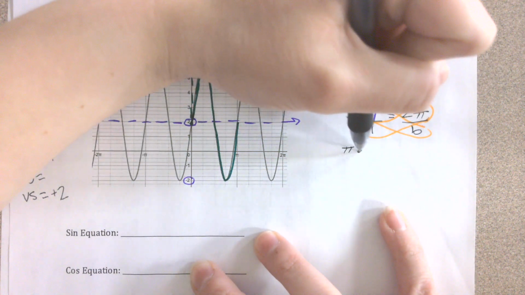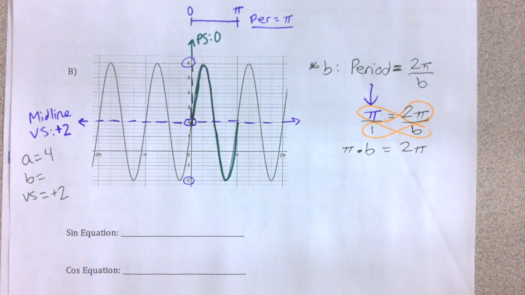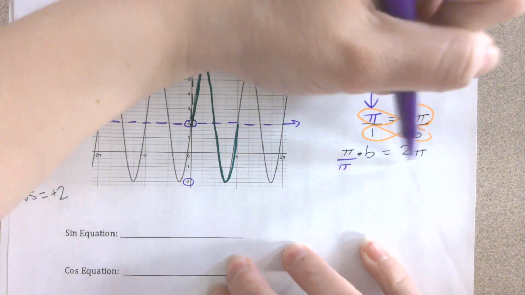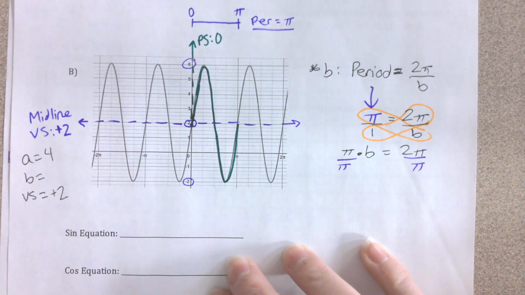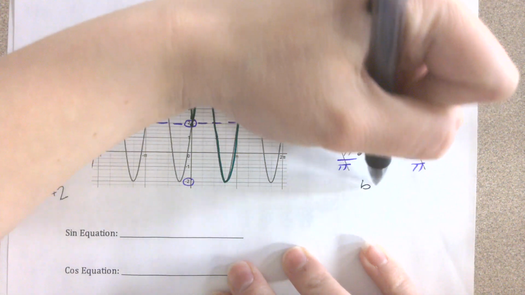We have pi times b equals 2 pi. If at this point you can clearly see what b is, you can jump ahead and just write what b is. But if you can't see it, we'll continue. To get b by itself, we'll divide by pi on both sides. The pi's cancel on the left and the right. b is 2.